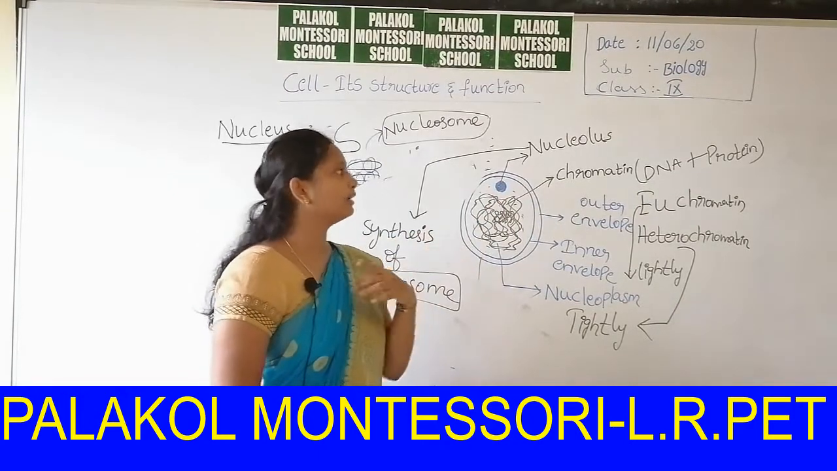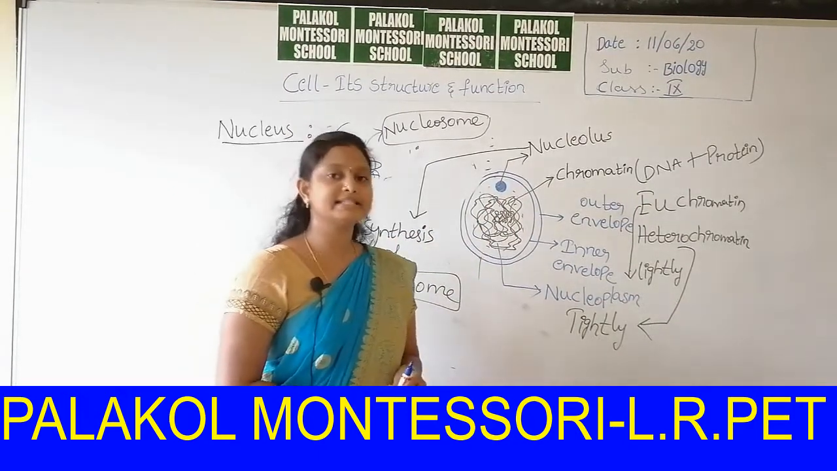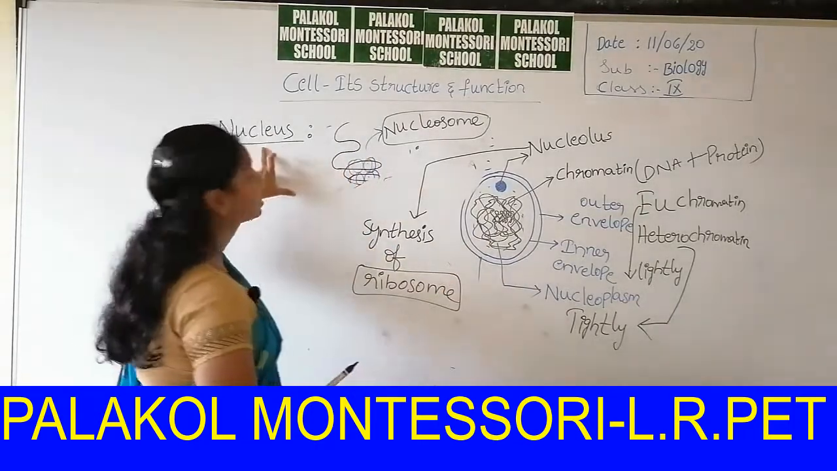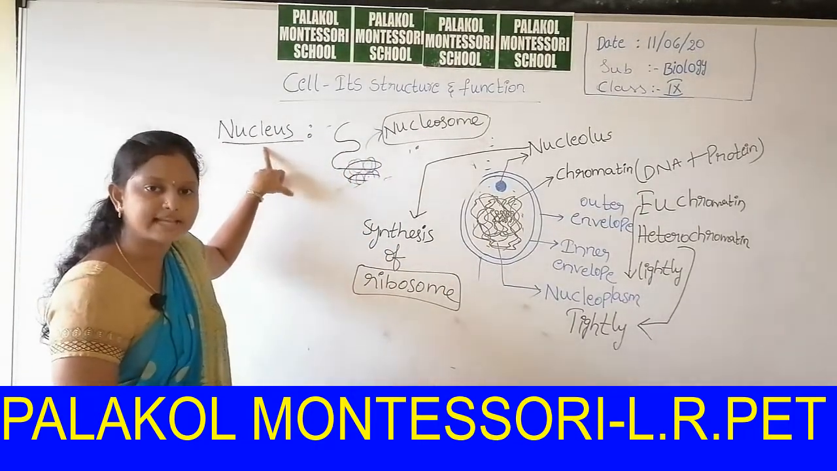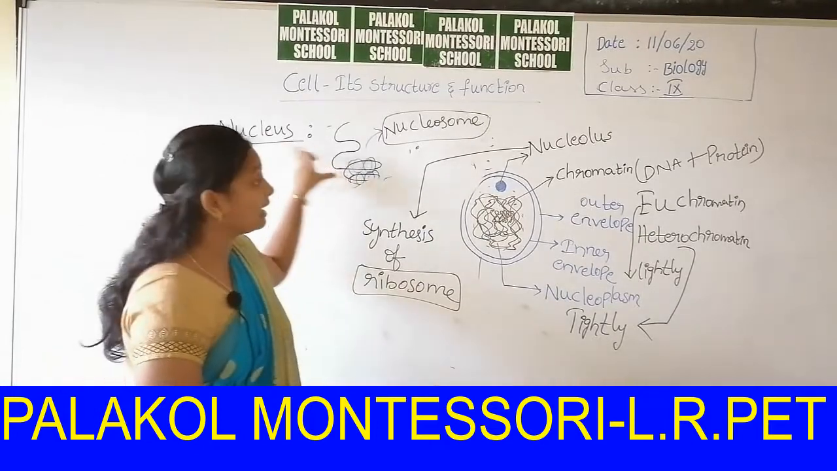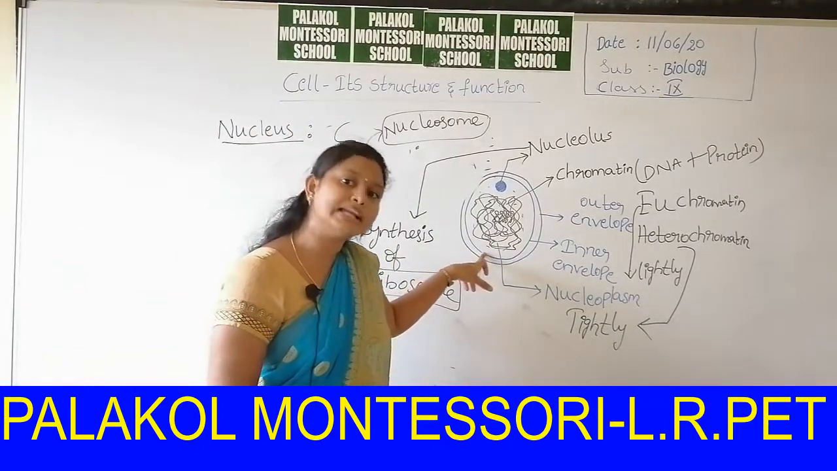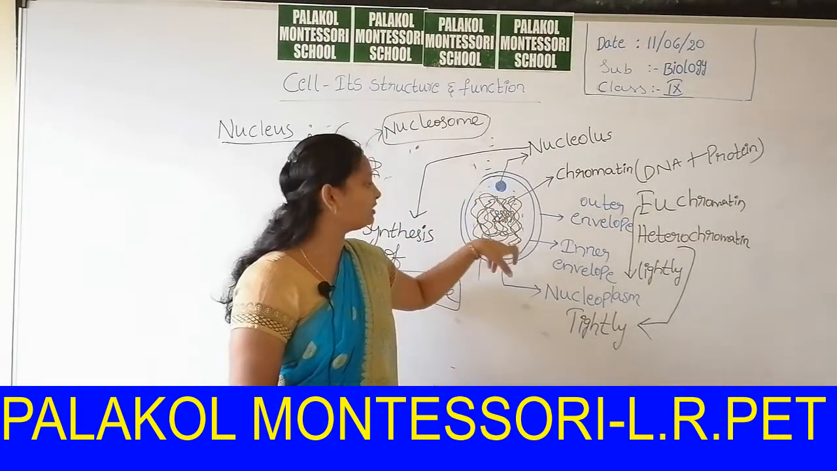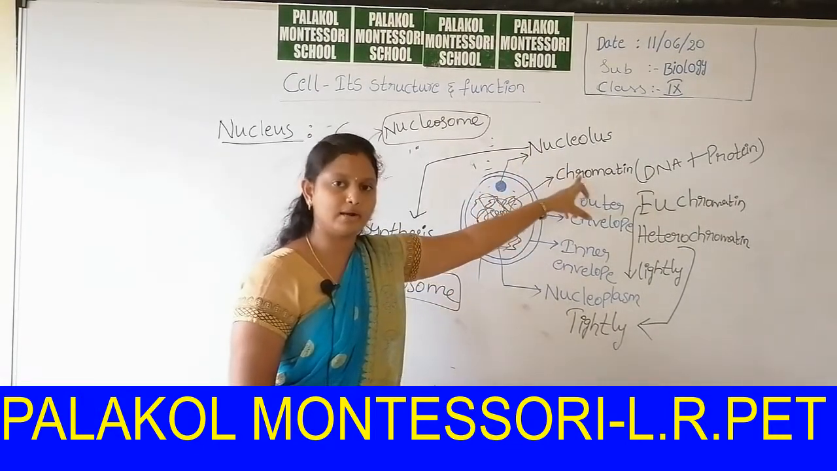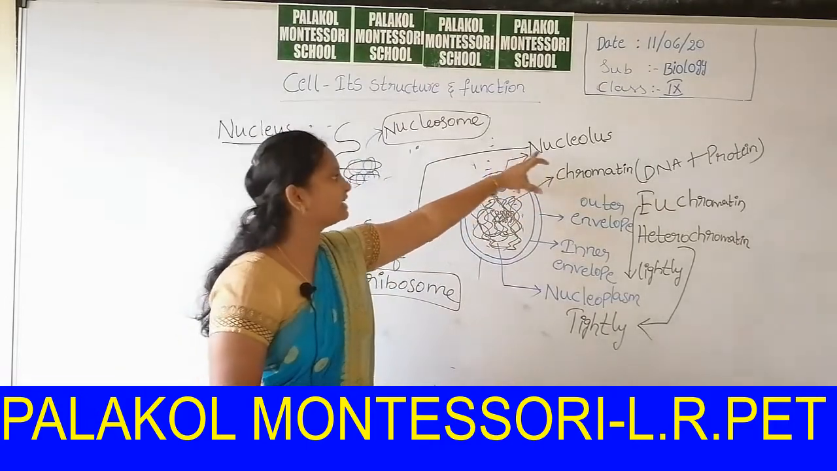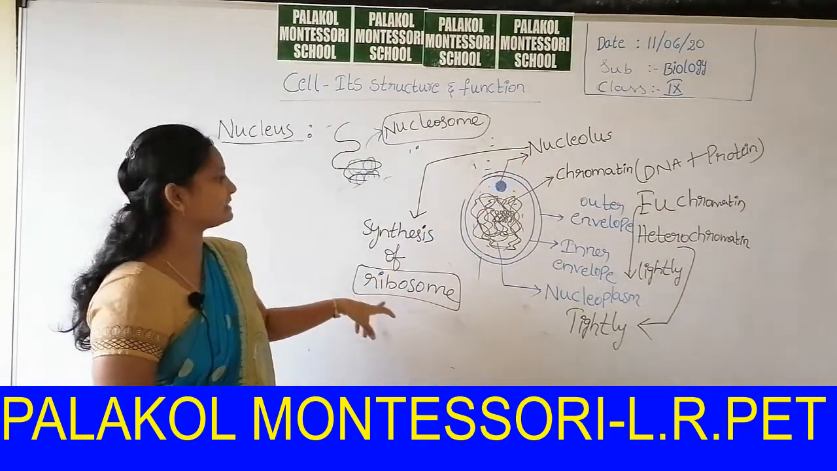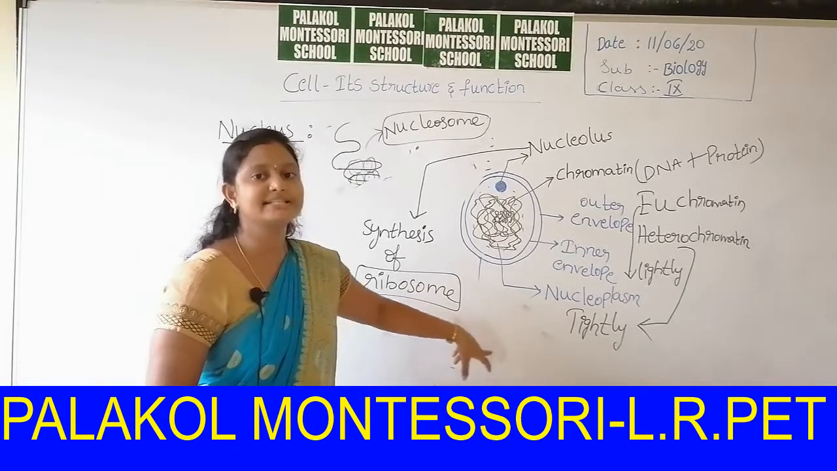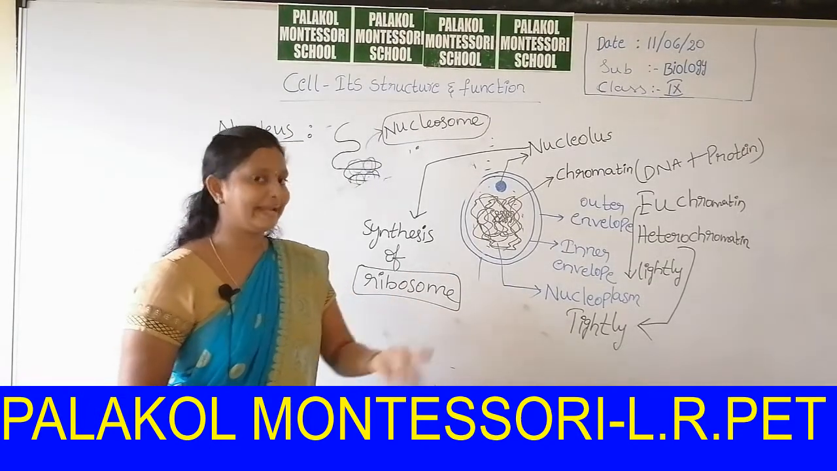Okay, one question, answer my question. What is the control room of this cell? Answer: nucleus. The control room of the cell is the nucleus, and the control room of the nucleus is the nucleolus. The function of nucleolus is the synthesis of ribosomes. These ribosomes are involved in the protein synthesis process. It will come later.